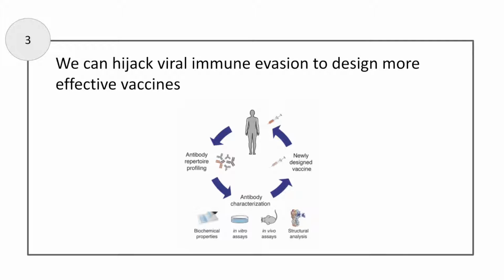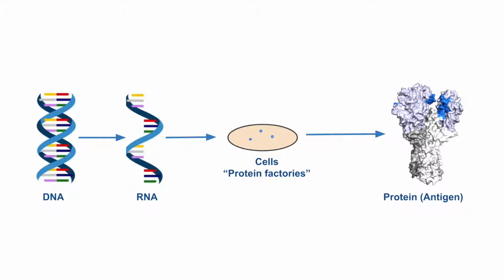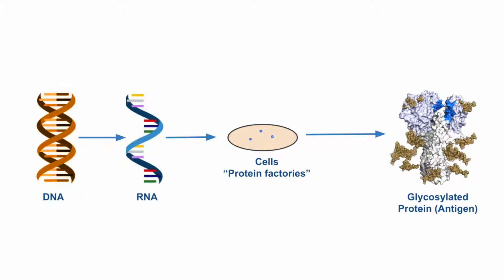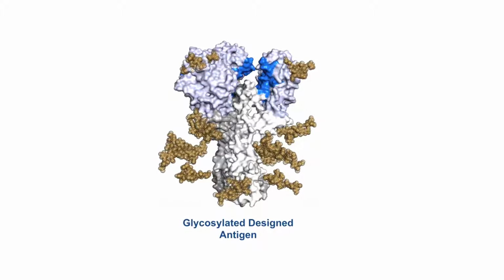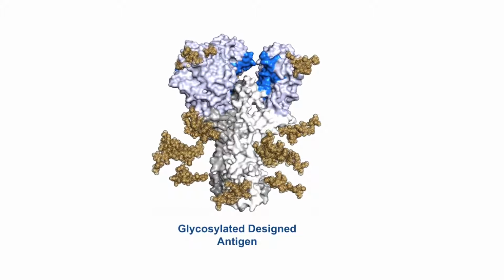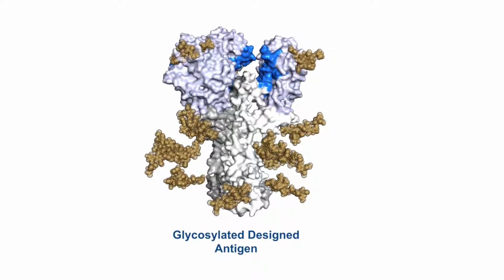That brings us to our third section on how we can hijack viral immune evasion to design more effective vaccines. Using biological engineering, we can add glycans to the surface of the antigen. This blocks all of the binding regions except the conserved one shown in blue. Now antibodies can only bind to this region of interest.